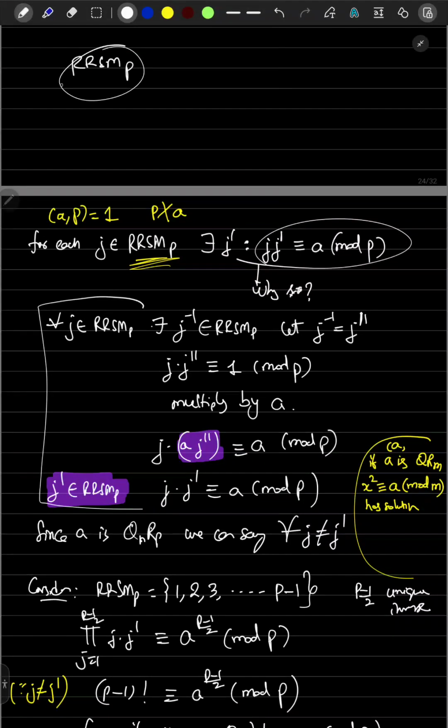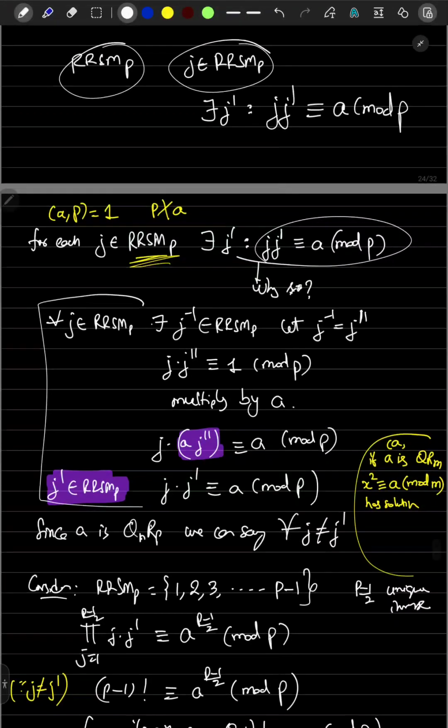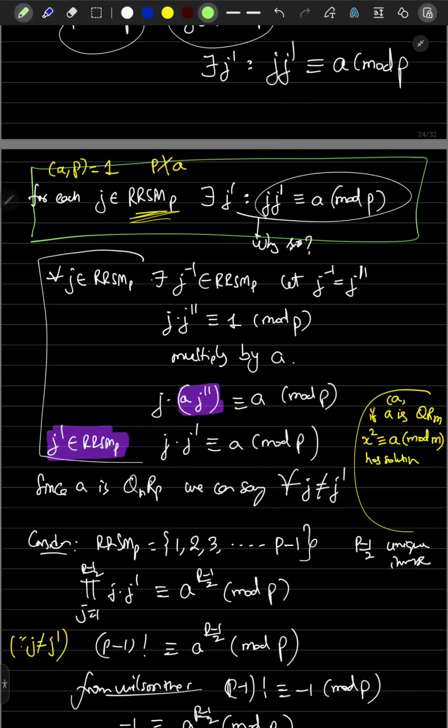Okay, so P is a prime number. Suppose let's say j belongs to the RRSM P, then there exists some j dash such that j into j dash is congruent to a mod P. So I am declaring this statement. Now you have to question why so. Tell me the proof. Now for this statement I am drawing the proof. Why am I telling this statement? Because this statement will be used in our result.